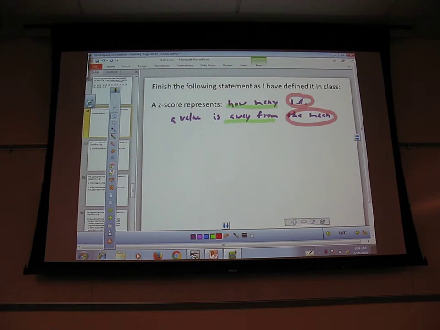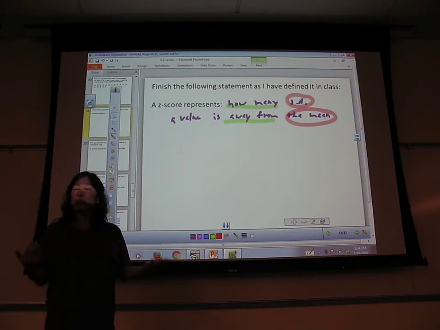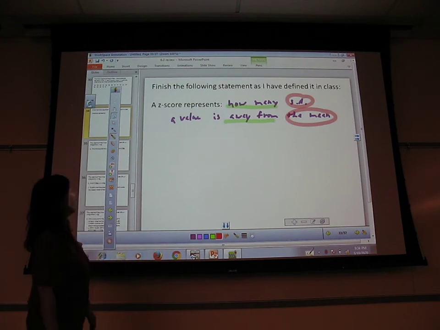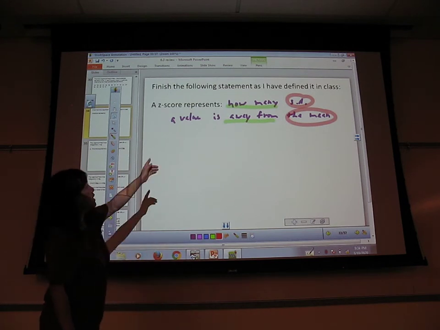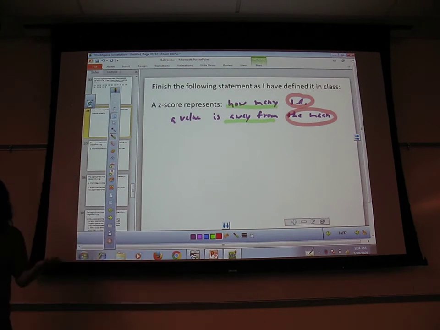You have to have all these pieces because how many a value is, how many what, right? A value is the mean? That makes no sense. Away from the mean or above or below the mean, right? And you can't just say how many standard deviations away from the mean. What is? A value is, a number is. You have to give me that too. Everybody understand what I'm saying?